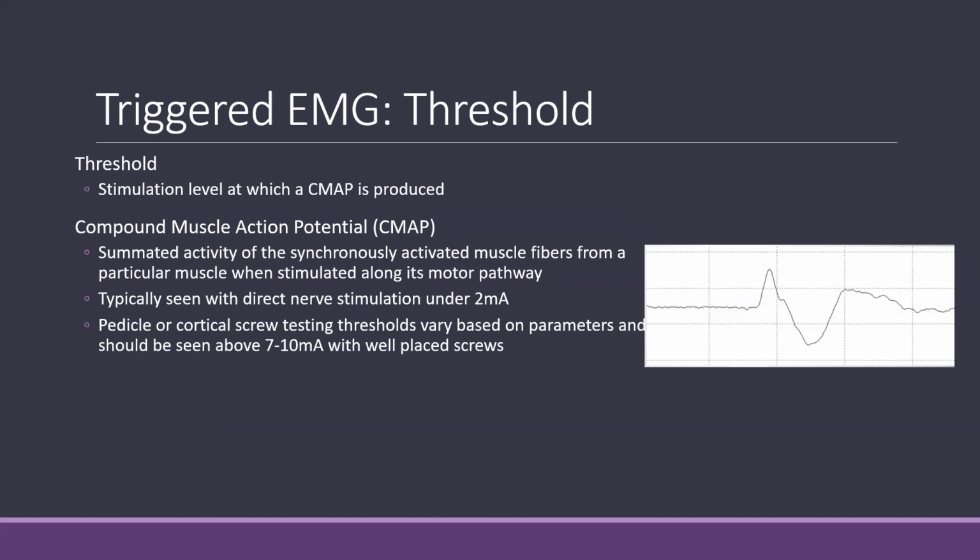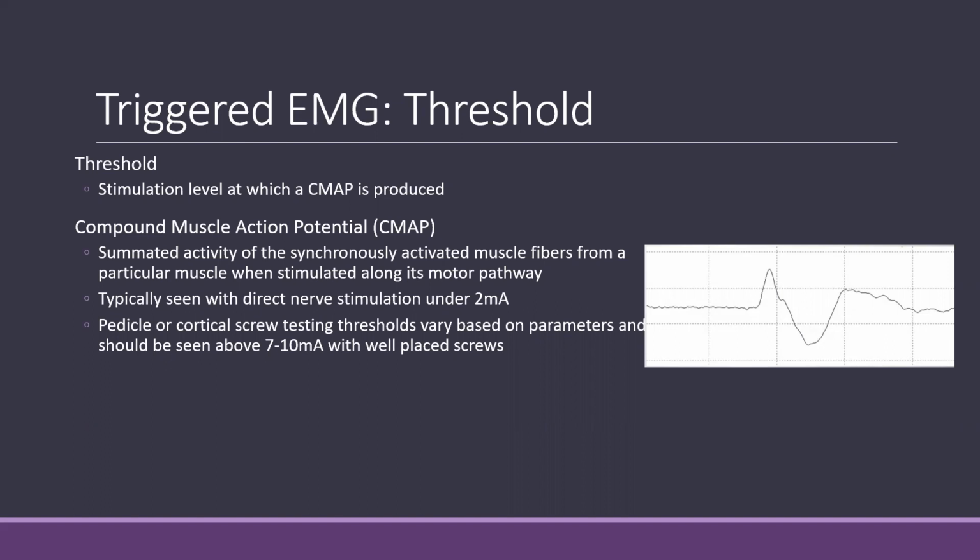When talking about triggered EMG, it's important for us to know the CMAP. The CMAP is the compound muscle action potential. The action potential we're recording at the muscles. This CMAP is going to be elicited when we reach the stimulation threshold for these nerves. So the threshold is the stimulation level at which CMAP is produced.